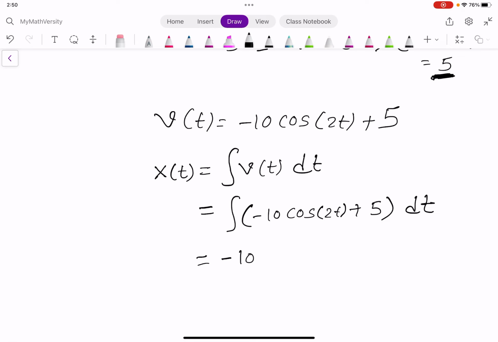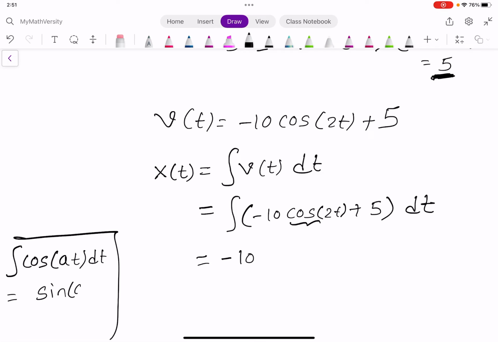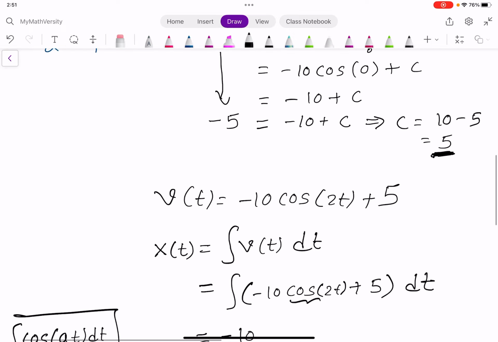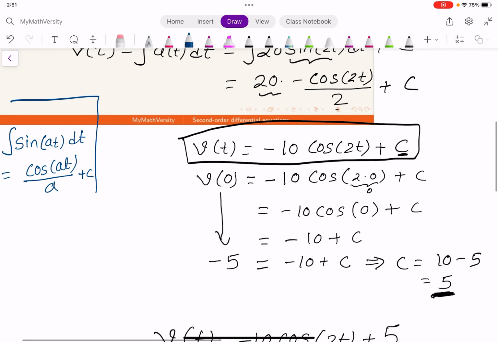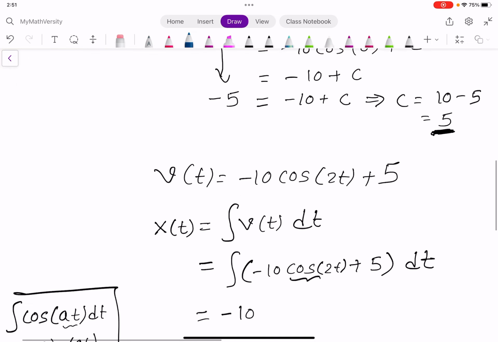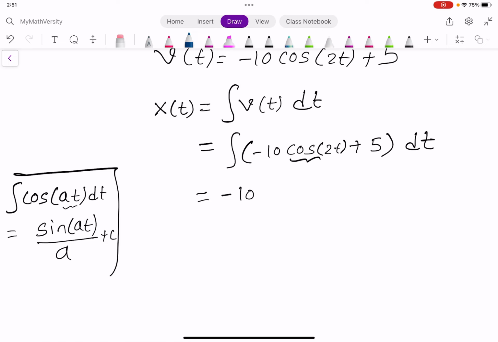So negative 10 is a constant. The integral of the cosine of 2t, like earlier, if we have the integral of cosine of a times t, the integral of the cosine would be sine. By the substitution rule, we get sine of at divided by a plus c. You could actually try to apply the substitution rule and then see if that works or not. Okay. I think I did apply the right formula, but wrote over here wrong. So the integral of the sine of at would be negative cosine of at over a, and the integral of cosine of at would be sine of at over a.